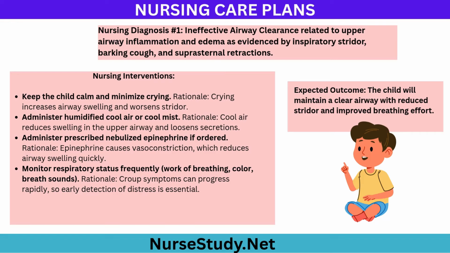Monitor respiratory status frequently: work of breathing, color, breath sounds. Rationale: croup symptoms can progress rapidly, so early detection of distress is essential. Expected outcome: the child will maintain a clear airway with reduced stridor and improved breathing effort.